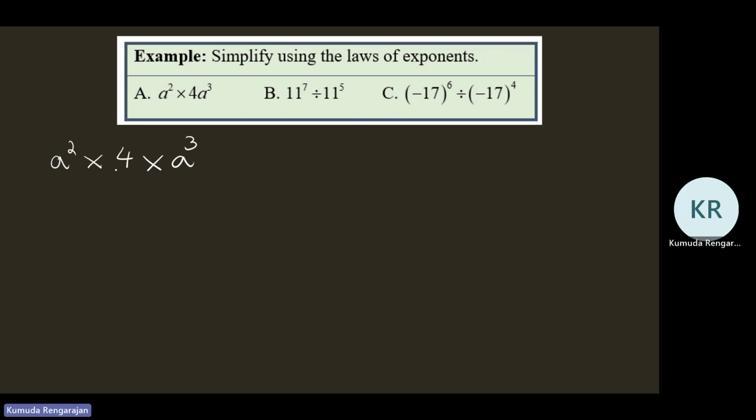Now you can understand this as 4 into a squared into a cubed. You can put the 4 in the front, just for us to understand, because multiplication is commutative. 2 into 3 into 5, in any order, it's associative. You can multiply in any order.